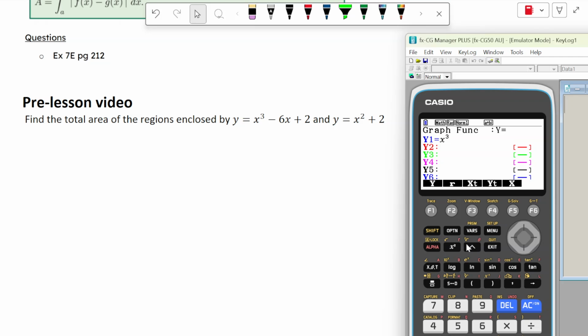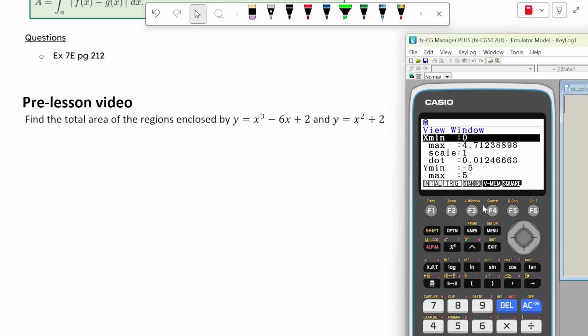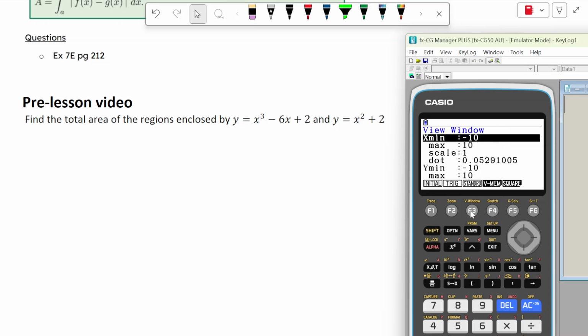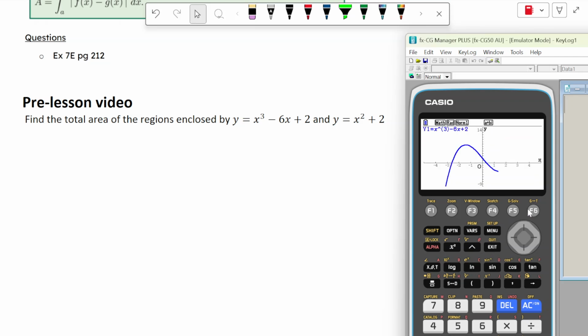So x cubed take 6x plus 2. And we'll graph the other function, x squared plus 2. There's the functions. We're going to go standard window so we can get a good view at all this. There we go. And we're looking for the total area between them. So maybe I need my x a little bit more condensed and my y max could go out to 15. There we go with that. Cool. That looks good.